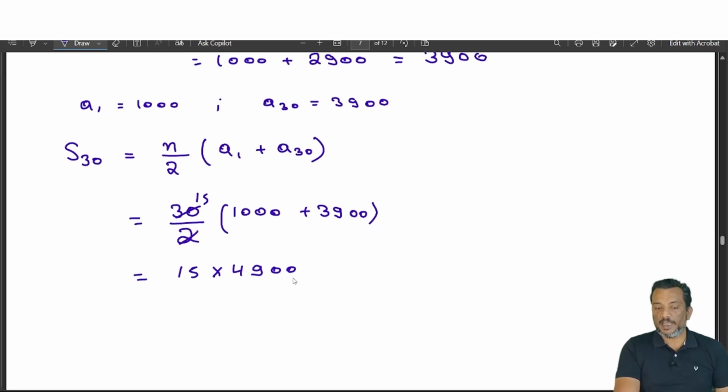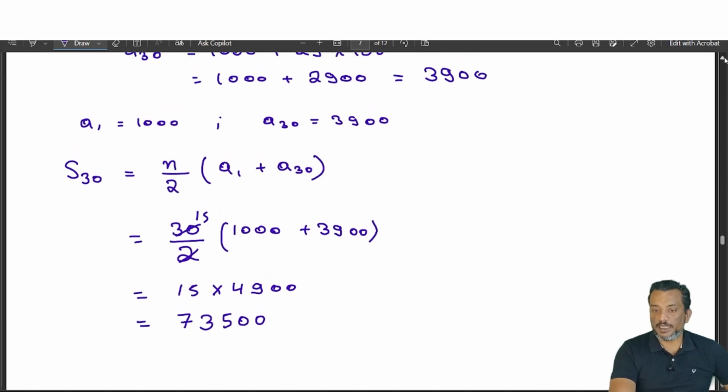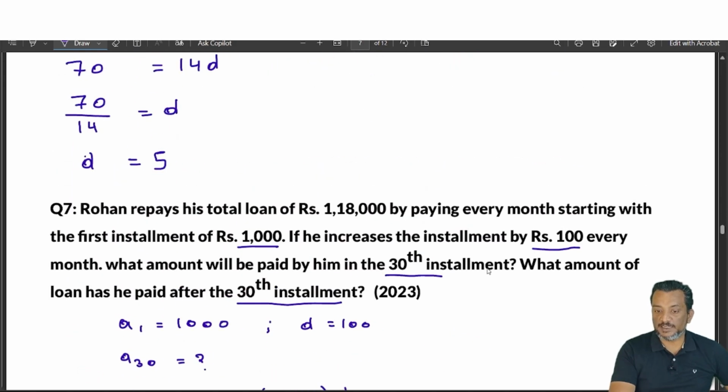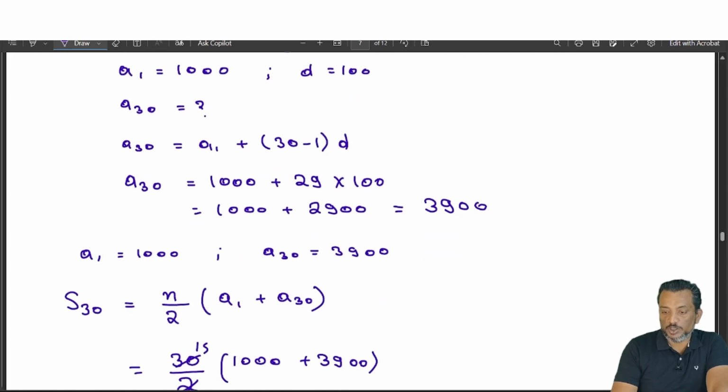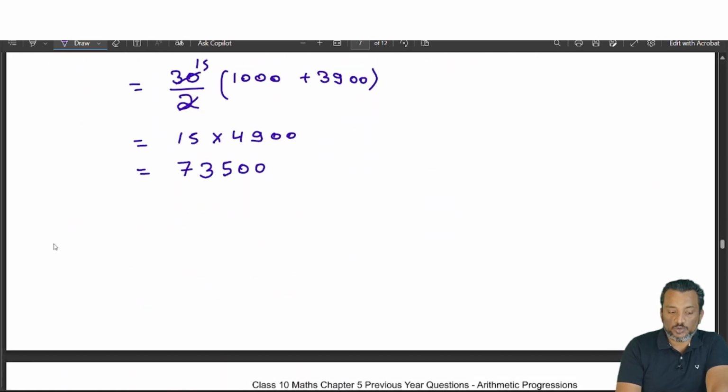Now you can multiply. So after multiplying 15 times 4,900, how much will you get? 73,500. Now the question is saying, how much amount of loan he paid after the 30th installment. मतलब what amount of loan he has to pay after the 30th installment. So we can say, the total loan amount.